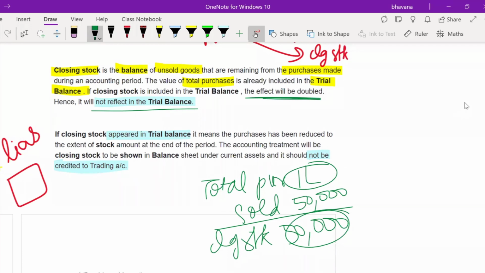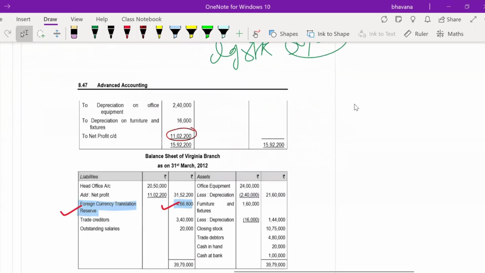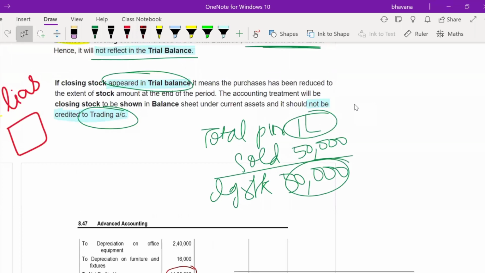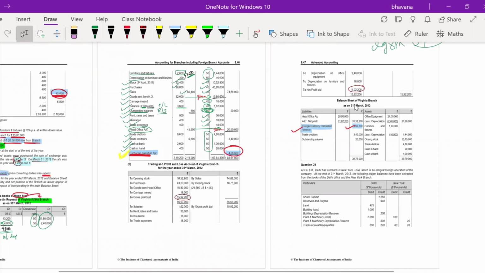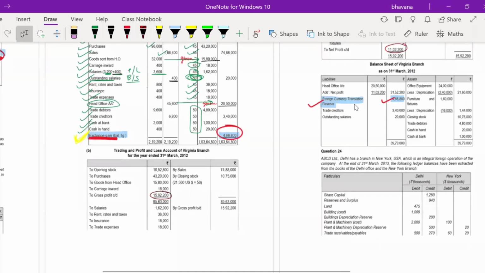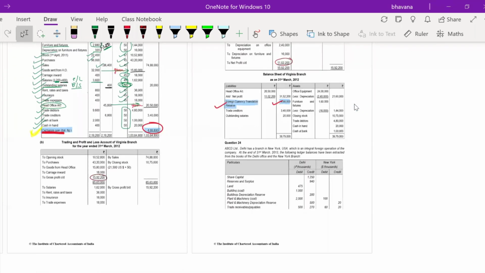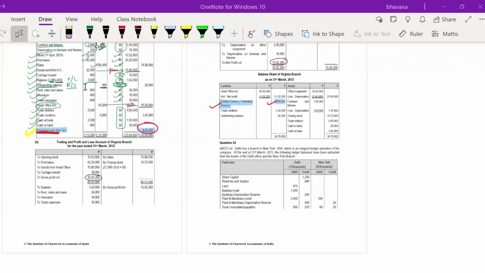Okay. So the same way, if the closing stock has appeared in the trial balance, then you will not show it in the trading account. Don't go to the second point. I hope the first point you understood. That's the reason we did not show it in the trial balance. Since we did not show it in the trial balance, now we need to show it at two places: one is the trading account and the other one is your balance sheet.